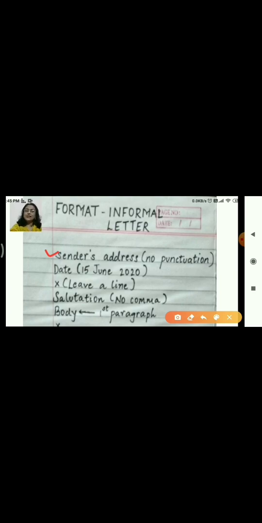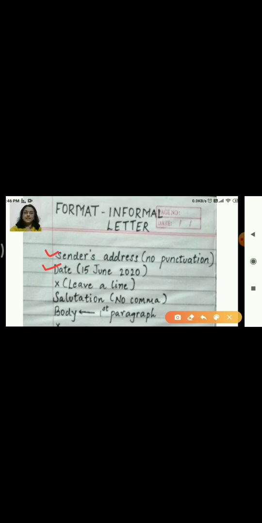Now after writing the address, what comes? Yes, the date. Now how is the date written? I hope by now it is clear to you how we write the date whenever we are writing any composition topics. Yes, the date is to be written in a full way, right? So here you can see 15 June 2020. We will not use a shortcut way, like 15 slash June slash 20. So this is the exact way to write the date, right?